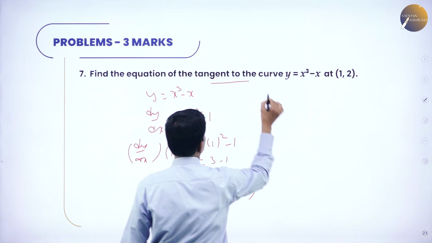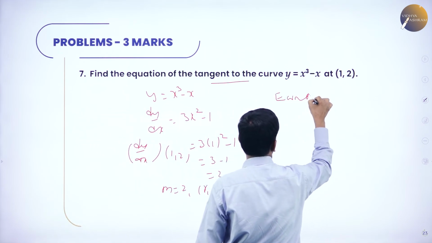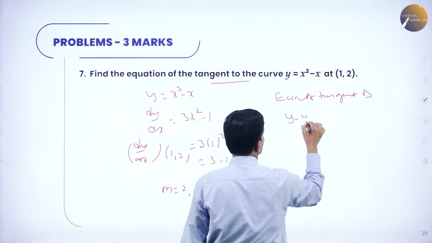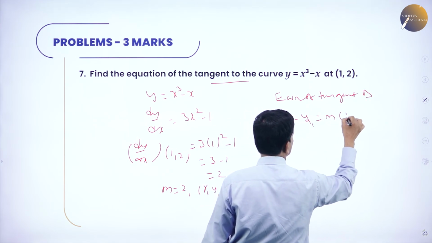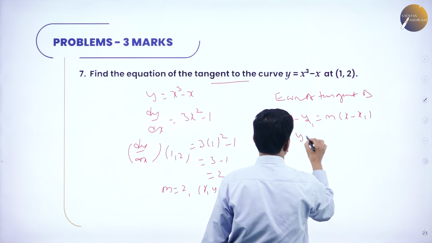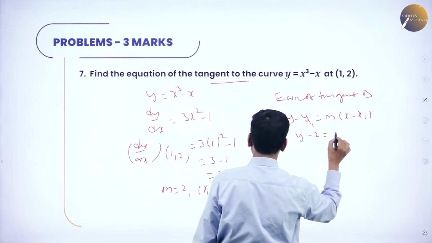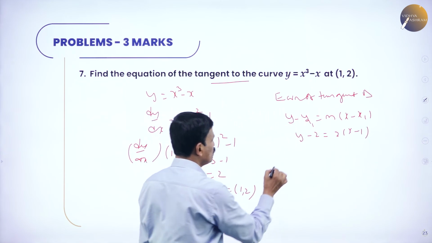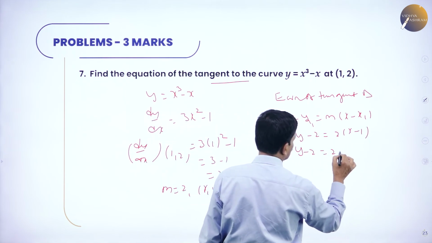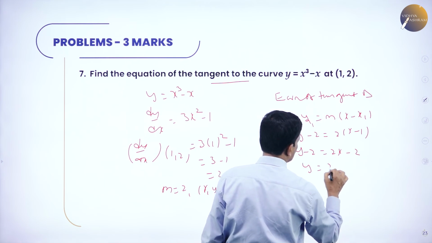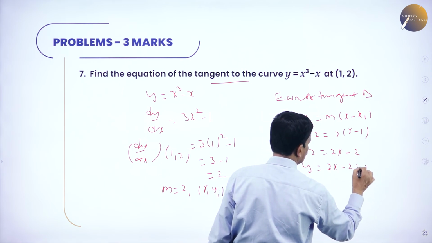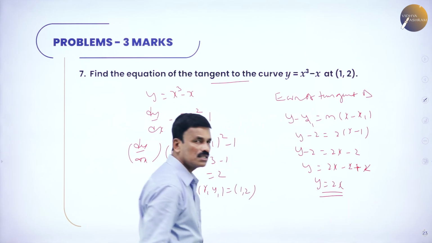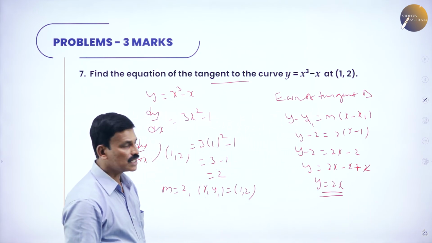Find the equation of tangent. Equation of tangent is y minus y1 is equal to m into x minus x1. Y minus y1 is 2. M is also 2 into x minus x1 is 1. To simplify this, y minus 2 is equal to 2x minus 2. Y is equal to 2x minus 2 plus 2. This 2 gets cancelled. Y is equal to 2x. That's it. Y is equal to 2x is the equation of tangent for this.